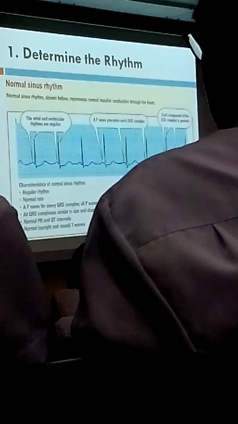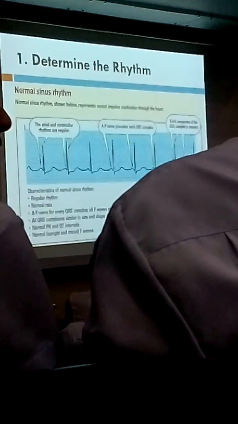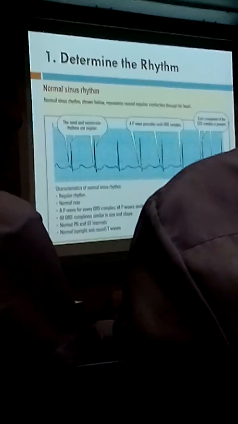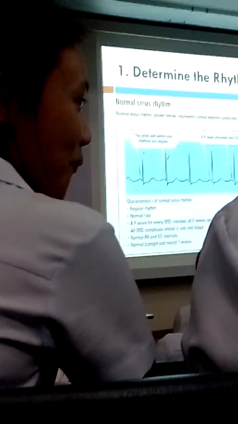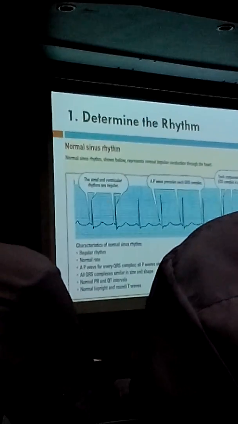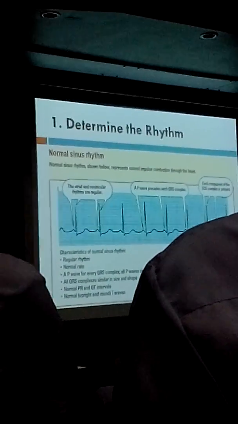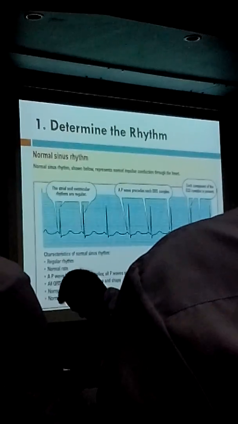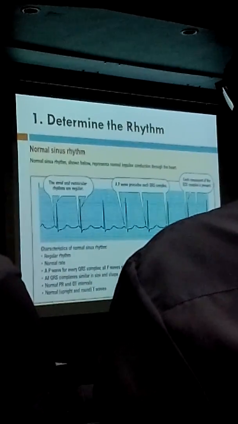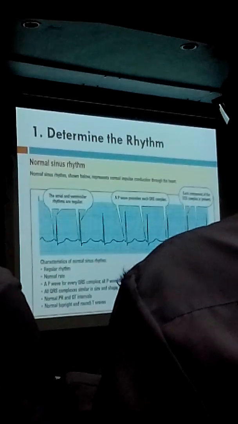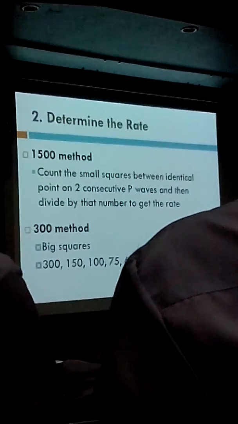So it's just a repetition actually. The P waves should always be followed by a QRST wave to be able to say that the rhythm is a normal sinus rhythm.